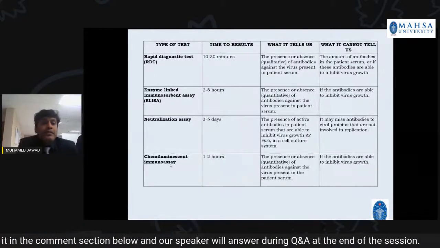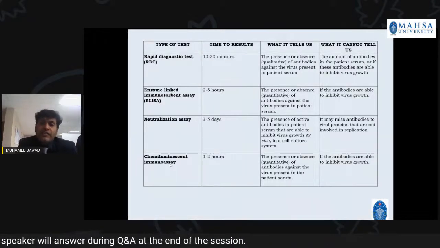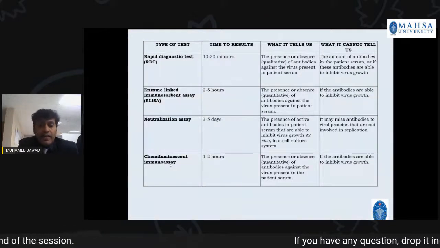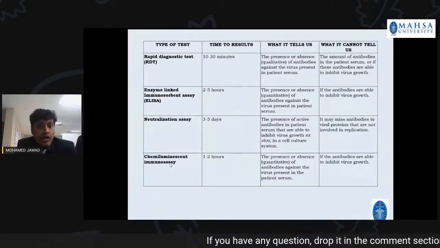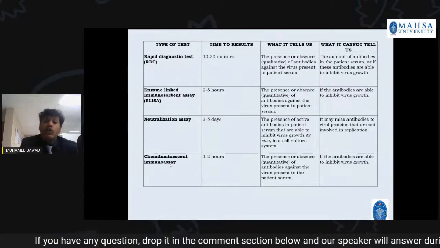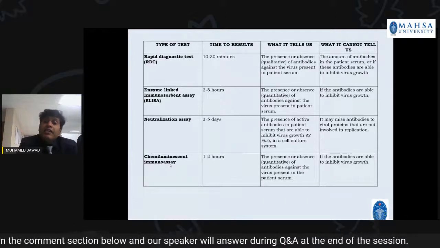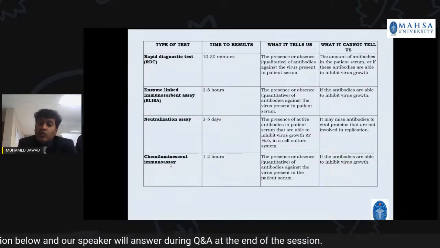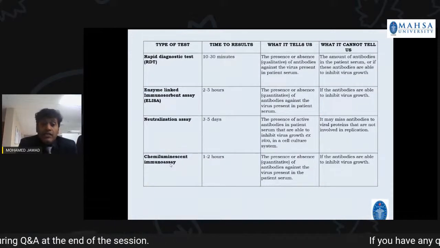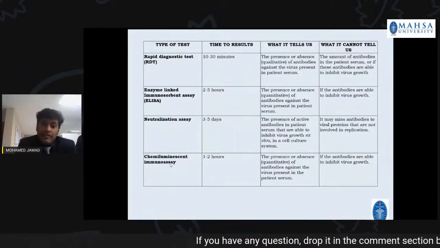The rapid diagnostic test is a qualitative assay, and we can get results within 30 minutes. We can get the presence or absence of the antibody against the virus in the patient's serum, but we cannot quantitate the virus number. The next one is the enzyme-linked assay. We can get results within 2 to 5 hours, quantitatively, for antibodies against the virus present in the patient serum.